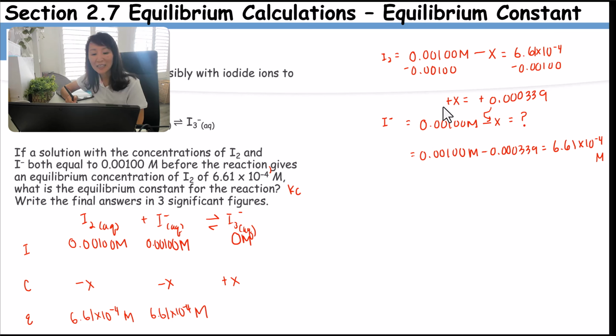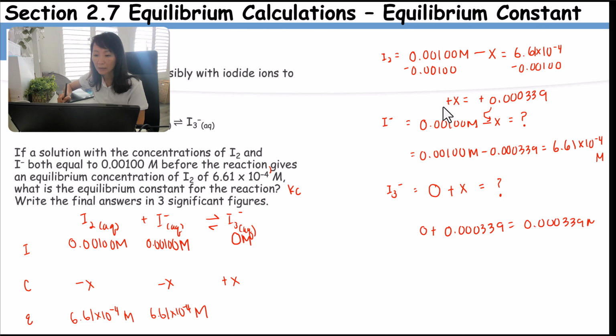All right, so now let's go for I3. What about I3 concentration? In the beginning, there was a 0 amount. Then you added the X to get the concentration at equilibrium, which is what we're trying to figure out. Do we know X yet? Yes, we do know X. It's 0 plus 0.000339. So that's what this would equal, which is 0.000339 molarity. And that's the concentration for I3.